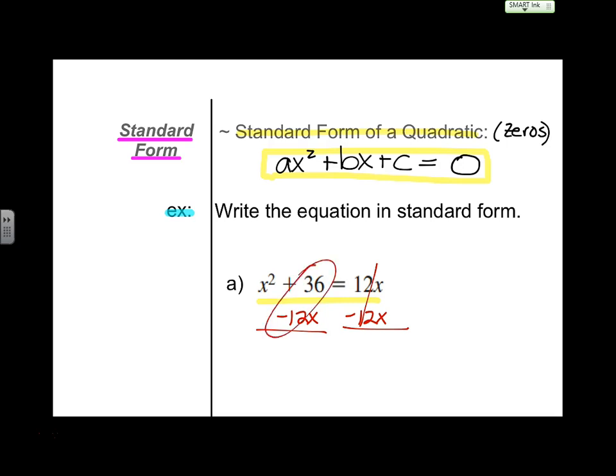The question: why am I not allowed to do 36 minus 12? Good. The terms are different in the sense that one has an x and one doesn't. Why don't I do 1 minus 12? No.